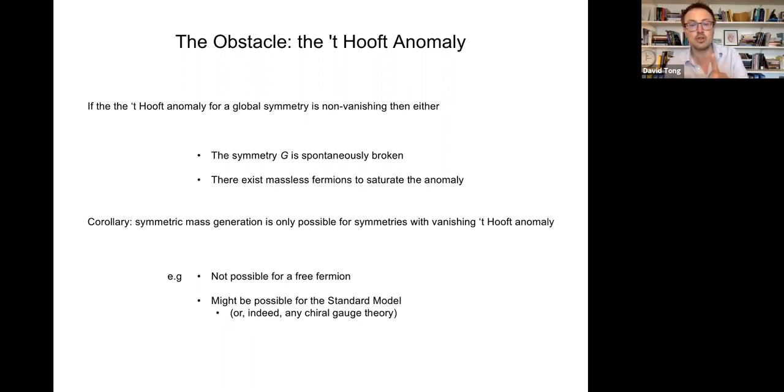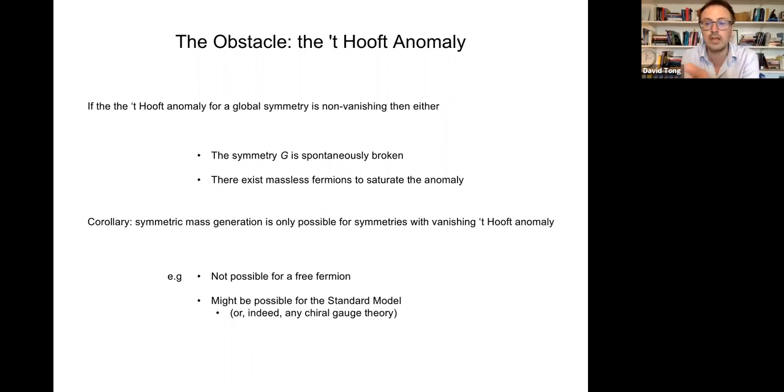Now, a vanishing 't Hooft anomaly is also needed if you want to gauge that symmetry. So what this means is that in principle, you should be able to take any chiral gauge theory, including the standard model, and give the fermions a mass without breaking the gauge group. That's simply a conclusion from these basic ideas of 't Hooft. So that's what I'm going to show you how to do.